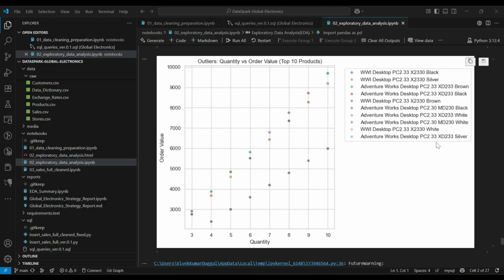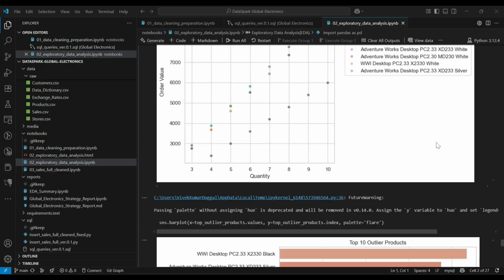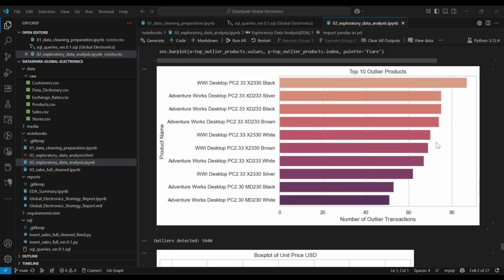Quantity versus order value. Top 10 products with outliers. Insight: there is a positive correlation. As quantity increases, order value rises sharply for outlier transactions. Interpretation: these are likely large volume orders of high value desktops. Example: PC 2.33, X2330, XD233. Actionable insight: target similar B2B clients who may need bulk hardware purchases. Consider offering volume discounts for these high performing SKUs.